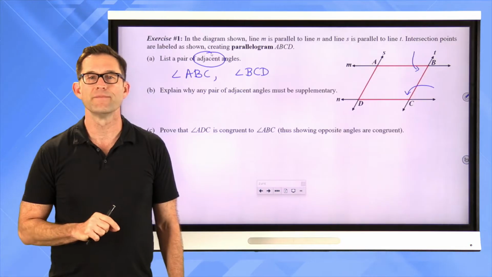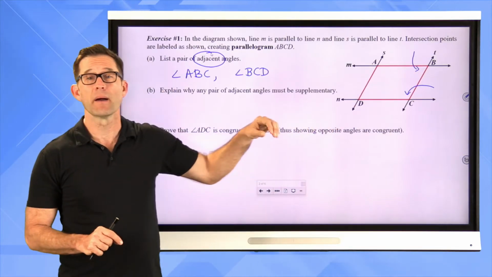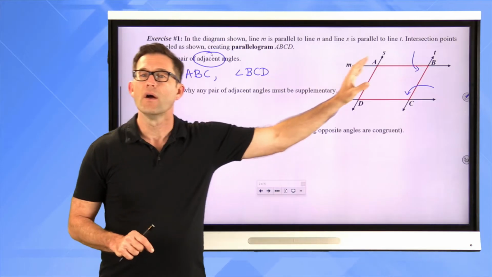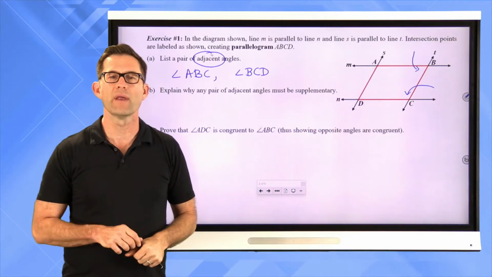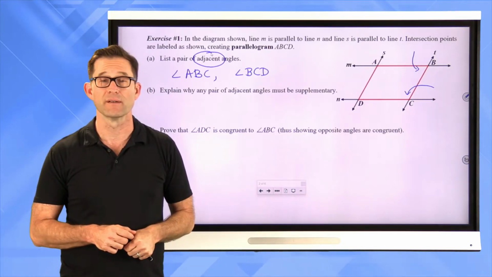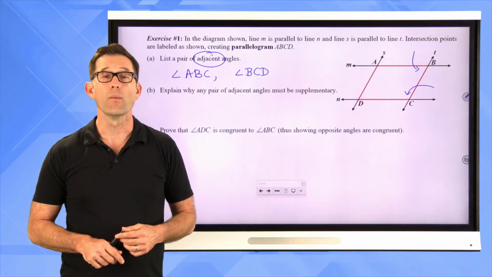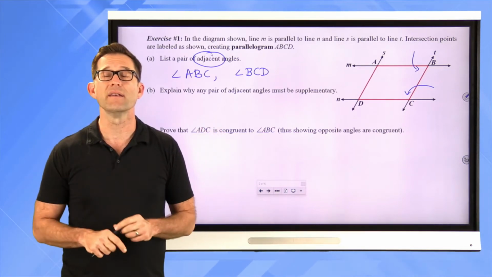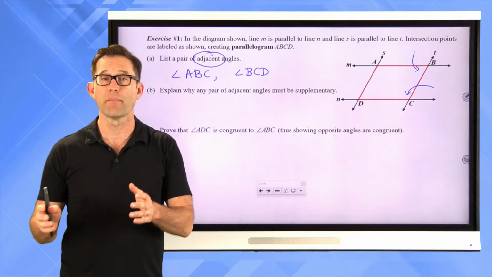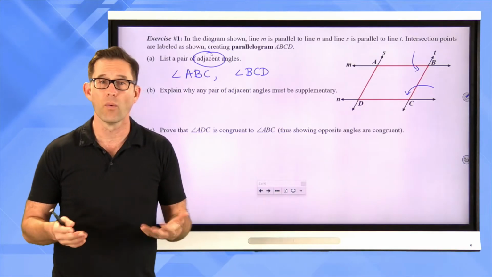Let's take a look at letter B. Explain why any pair of adjacent angles must be supplementary. So, including this pair, when we list this pair out, we want to think now, why would that pair have to be supplementary? Pause the video now and see if you can remember this from the last lesson. All right, well, any pair of adjacent angles in a parallelogram is what's known as a same-side interior pair of angles created by parallel lines. And same-side interior angles created by parallel lines are always supplementary.